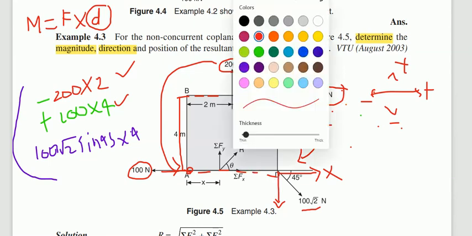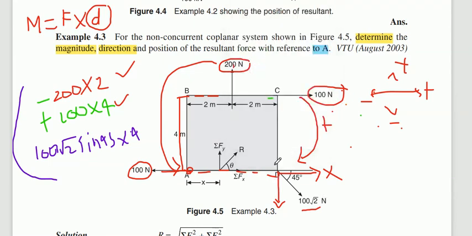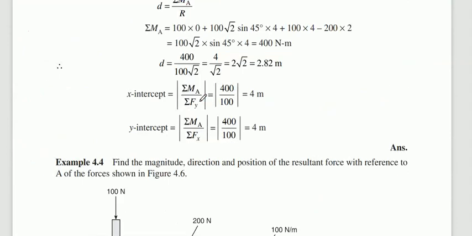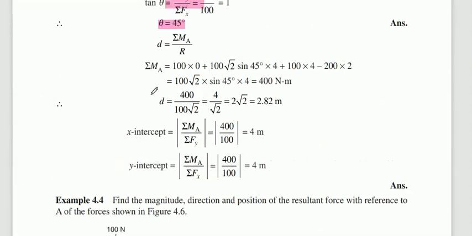This is what the force, and the point is here, and the perpendicular is 4. So therefore, by considering this, we can calculate, that is 100 root 2 sin 45. So you can observe here in this observation, just observe, they have considered the 0 also.